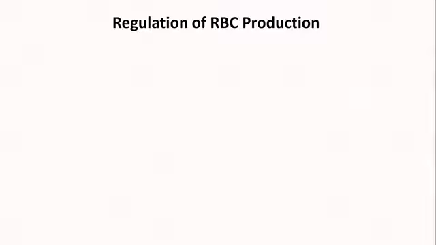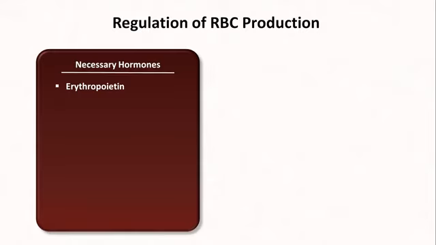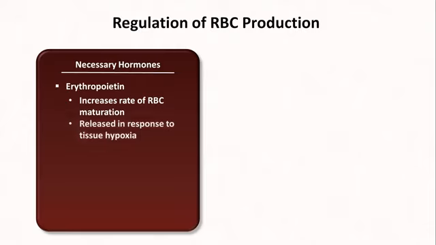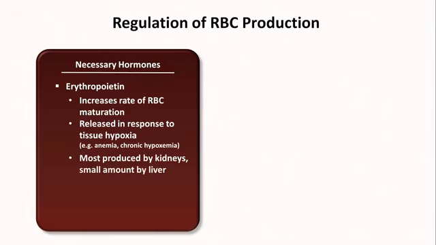The most significant regulator is a hormone called erythropoietin, which acts by increasing the rate of RBC maturation and which is released in response to tissue hypoxia, meaning tissues are not getting an adequate delivery of oxygen. This can be due to anemia, in which case the release of erythropoietin is adaptive and helpful, but it can also be due to chronic hypoxemia, for example in chronic lung disease, in which case occasionally it can be maladaptive if the downside from too many red cells leading to excessive viscosity begins to outweigh the benefit from the improved oxygen delivery. Most erythropoietin is produced by the kidneys, while a small amount is produced by the liver.